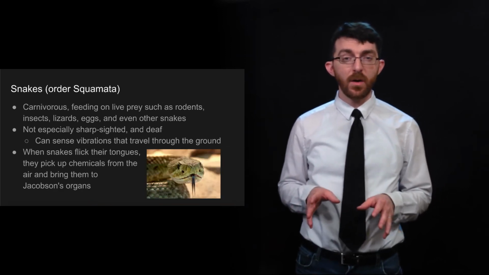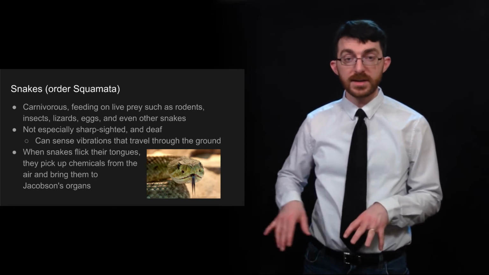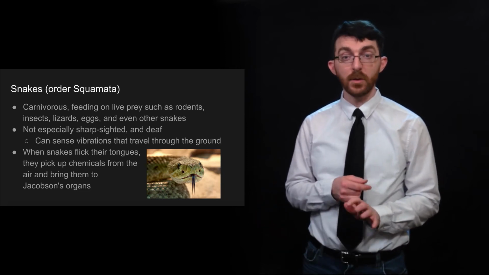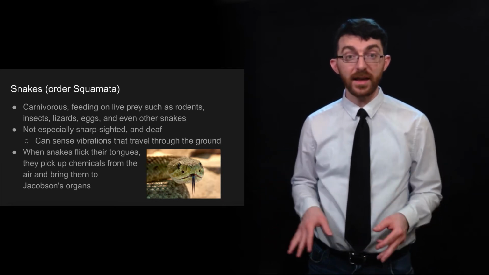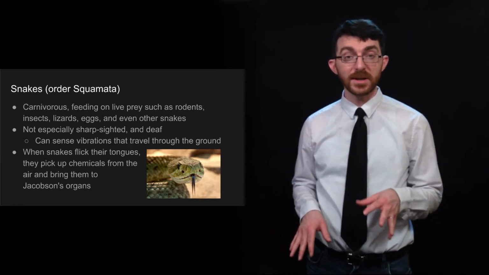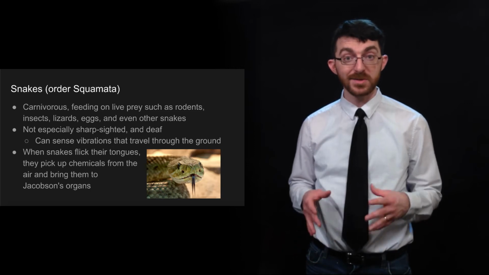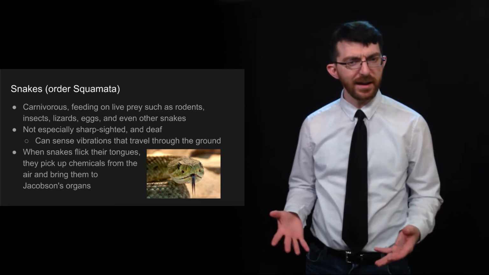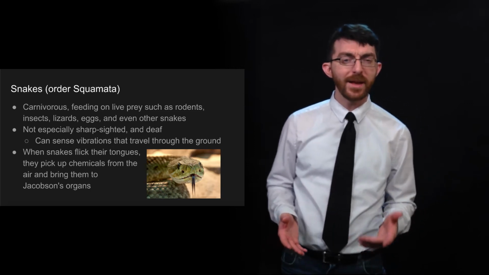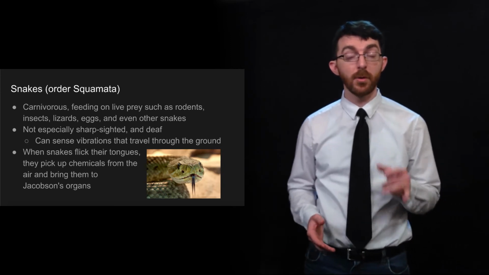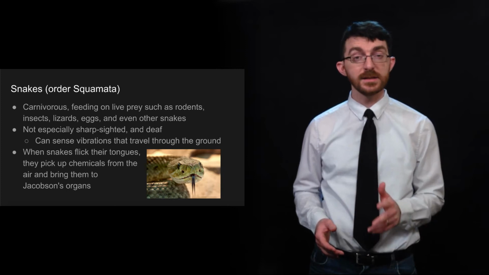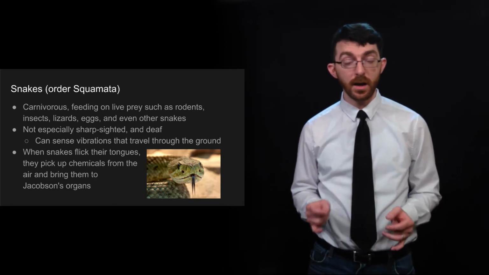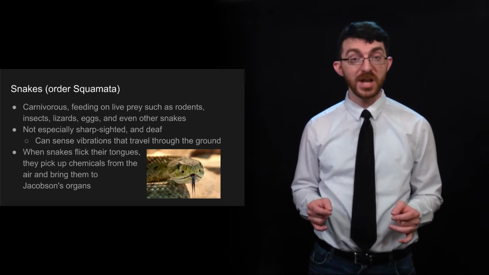Snakes are called order Squamata. Snakes are carnivorous. That means they feed on live prey like rodents, insects, lizards, eggs, even other snakes. They are not especially sharp-sighted, and they are also deaf. So how can they find anything? Well, for one, they can sense vibrations that travel through the ground. And they also have a unique olfactory sense, that is a sense of smell, that involves their tongue and an organ in their head called the Jacobson's organ.